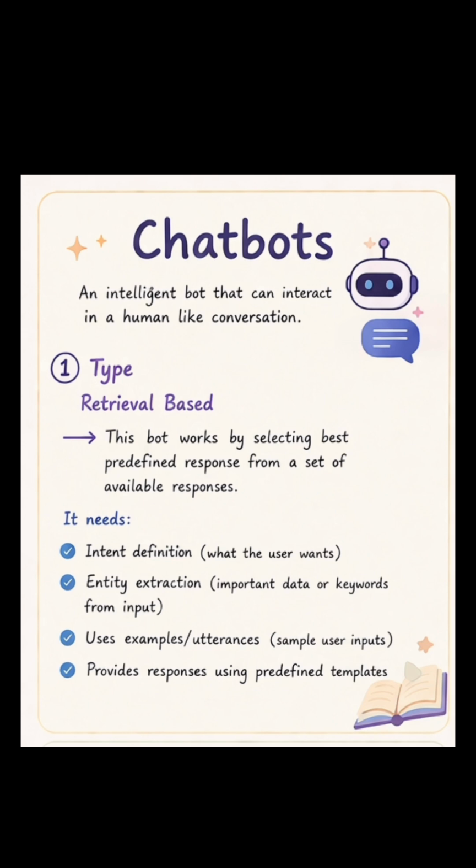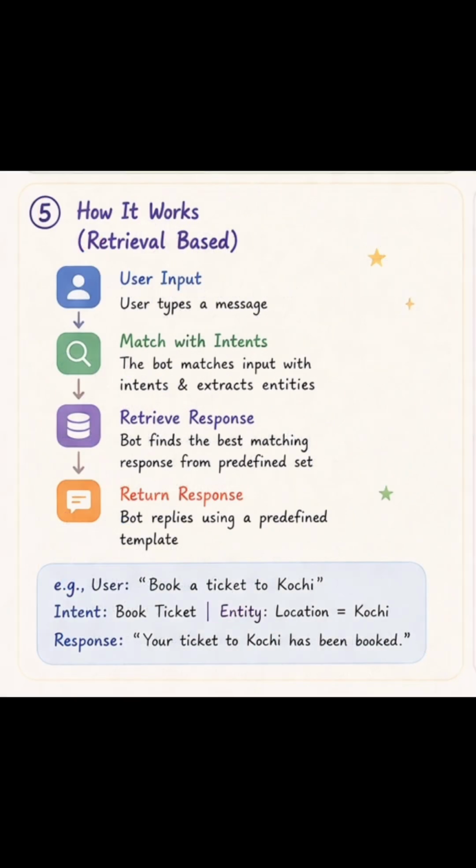And the third one is it uses example utterances, which are sample user inputs. So it requires sample user input. And the last one is it provides responses using a predefined template. So how does it work? We give the user input and it is matched with the intent, that is, what the user needs, and we extract the features such as important data or keywords from the input and return the fixed responses.